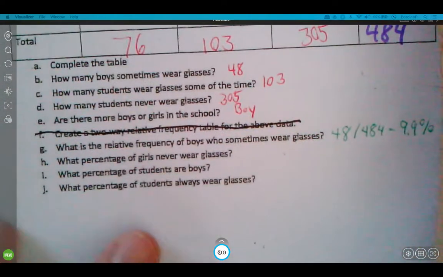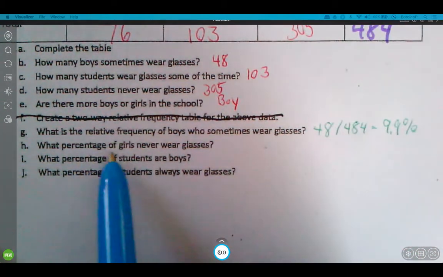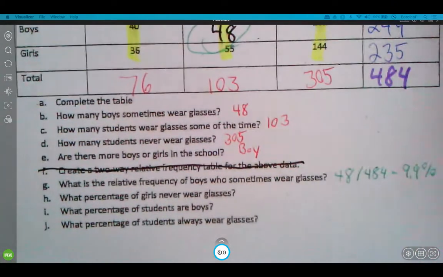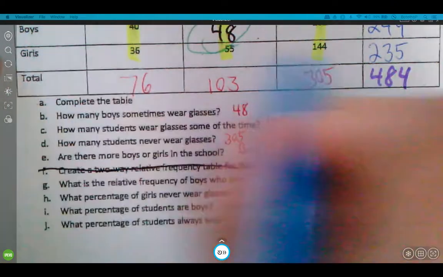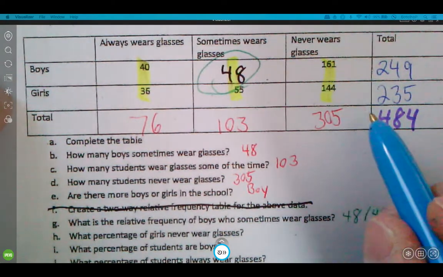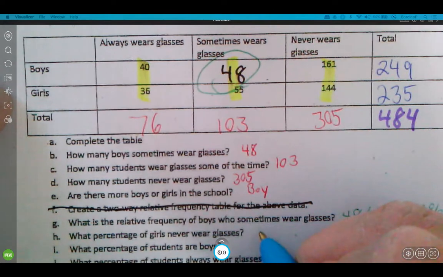Now they're going to be more specific with percentages. So now we're just looking at the percentage of girls that never wear glasses. So we're just looking at the girls that never wear glasses. What do you think if I look at this column? Girls that never wear glasses, what will I divide? 144 divided by 235.